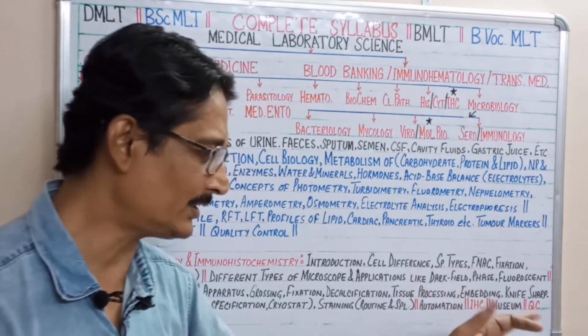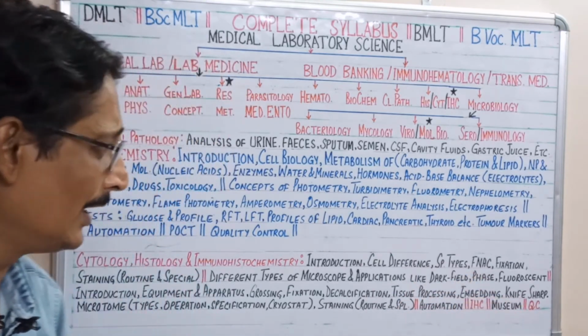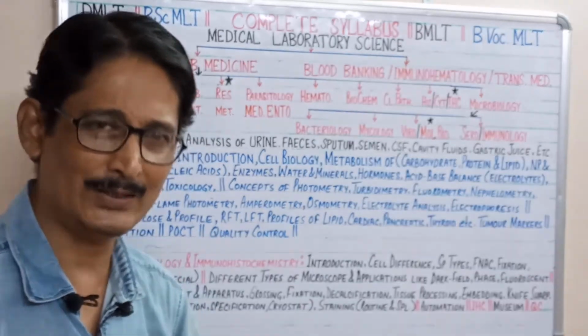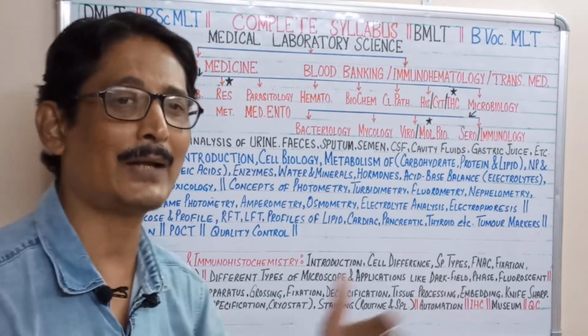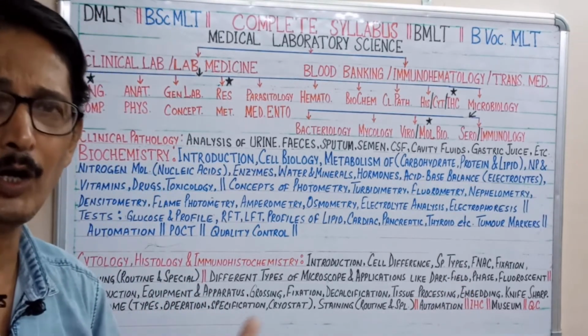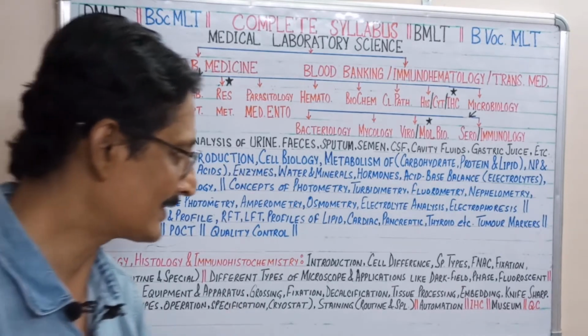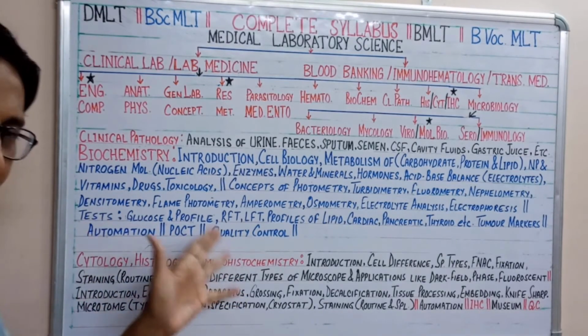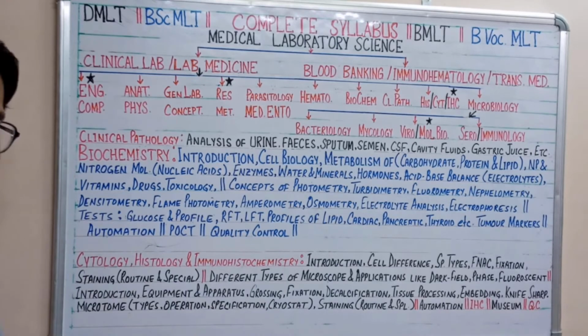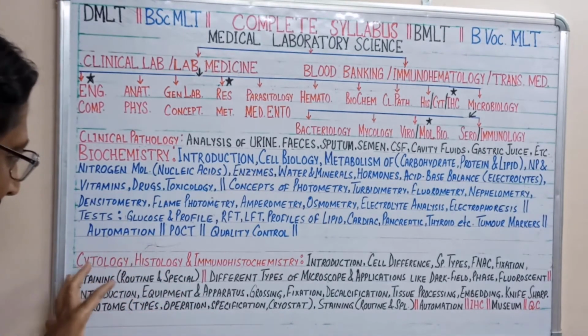FNAC is a procedure, that is fine needle aspiration cytology. Before a patient goes for a major operation, that is the biopsy part, FNAC is the primary, first round procedure for detecting mainly cancerous cells. Fixation is a process, and staining is very important in the cytology and histology sections. The different staining methods make it easier to identify tissue or cells accurately. There is the routine staining and there are some special techniques. So this is the cytology section.